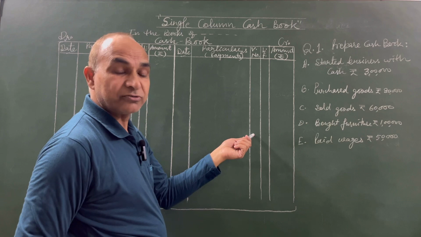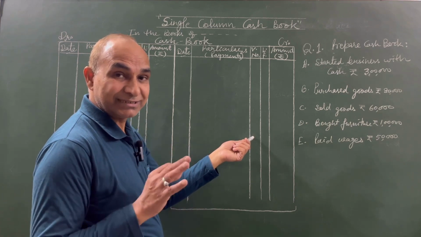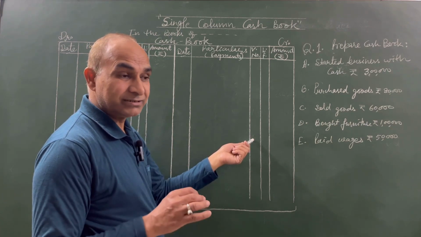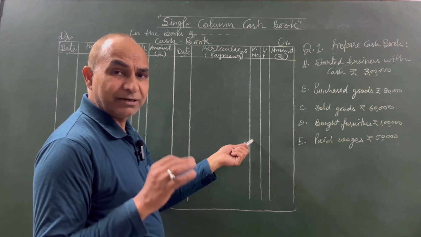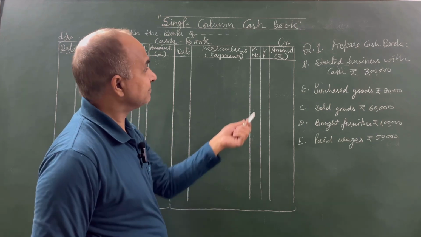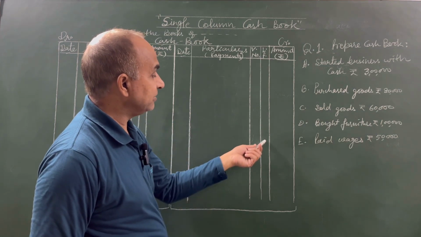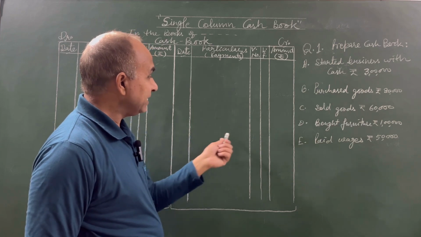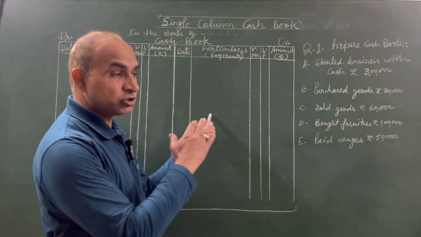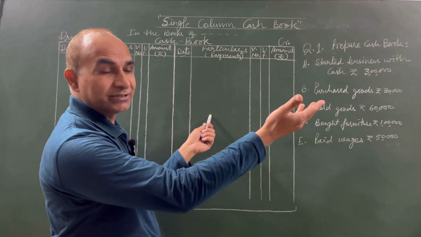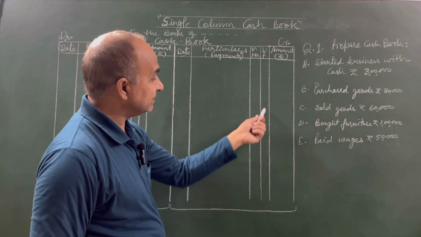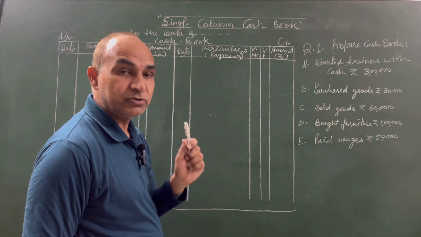Through this document, we certify the transaction. Yes, this transaction is valid, and that is duly signed by the accountant and his boss. Fourth column is ledger folio. Whatever entries are made on the payment side, their posting is done into the ledger. So the page number in the ledger is mentioned here in the ledger folio column.